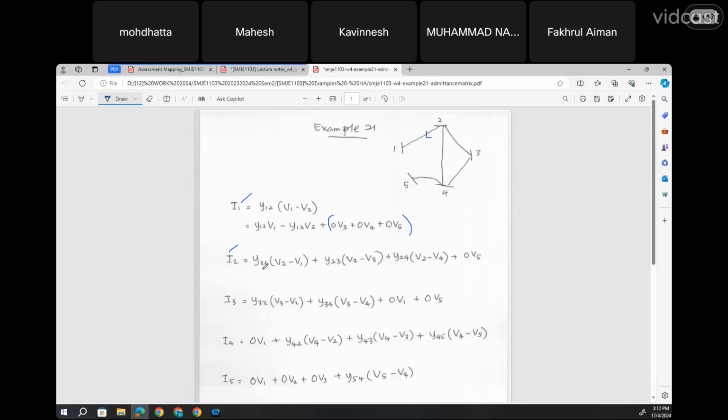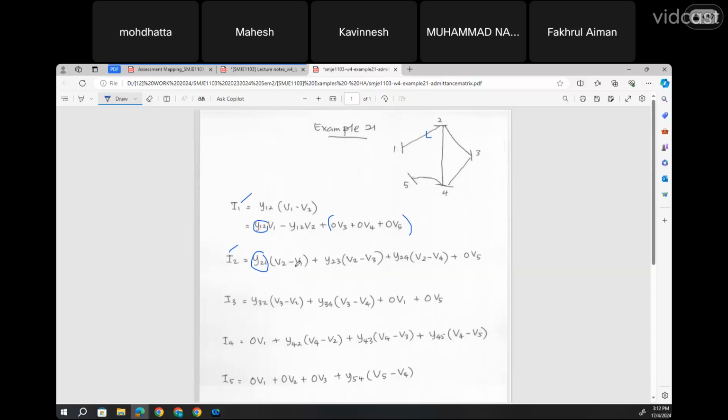And Y21 basically is the same value as Y12. It's the same admittance value, except that the subscript is slightly different. One is 12, another one is 21, but the value itself is the same. And in terms of voltage difference, since it is 2,1 and the current is flowing in that direction, you should have V2 minus V1 for this one.